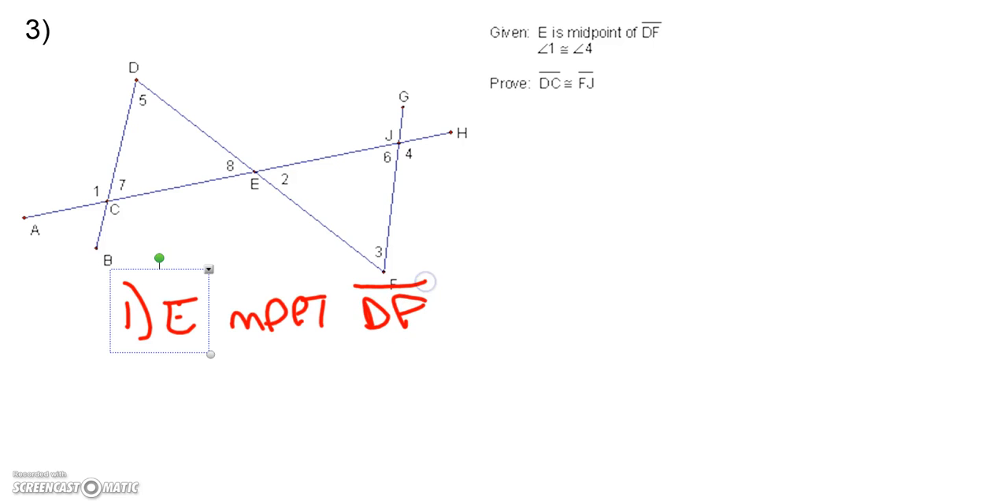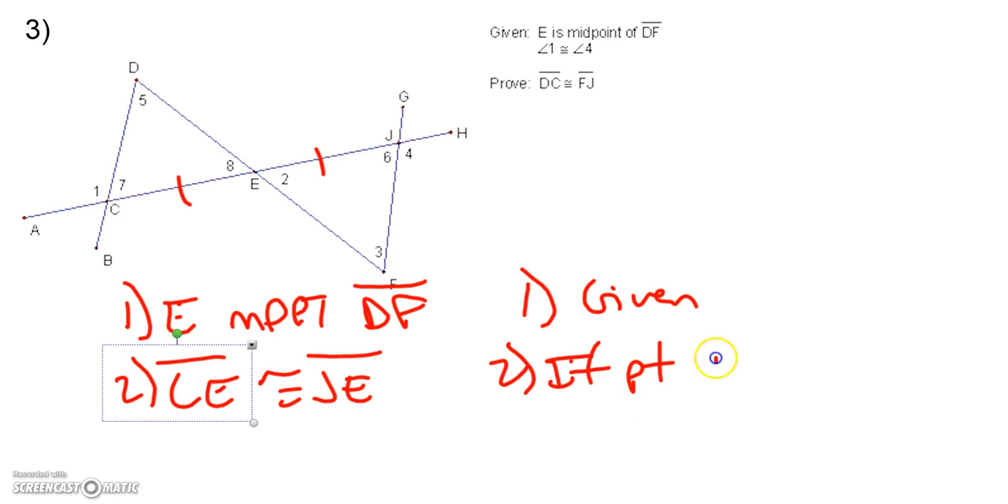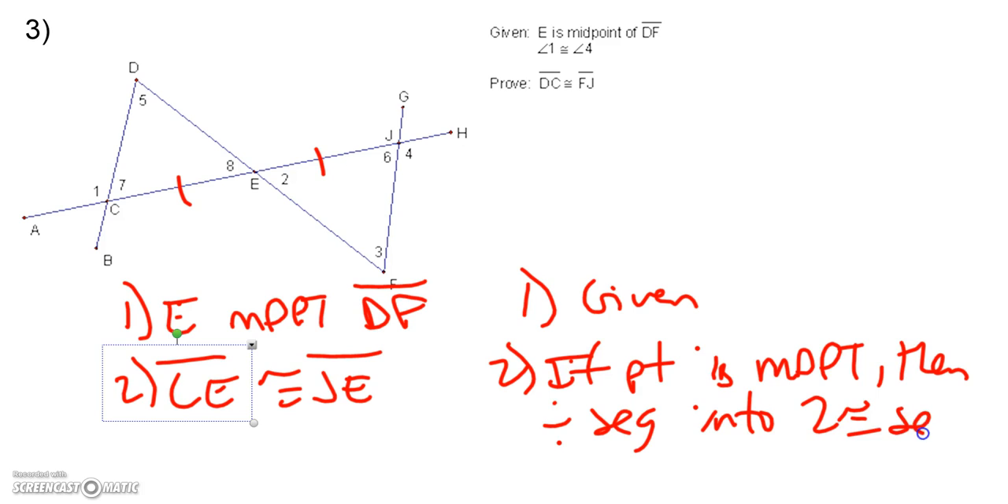In the next proof here, if we were to first start off with the fact that E is the midpoint, what does E being the midpoint tell us? It tells us that we have two segments that are congruent. We know that if a point is the midpoint, it divides the segment into two congruent segments. That gives us one of our pieces of information.